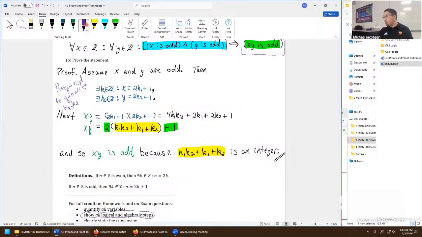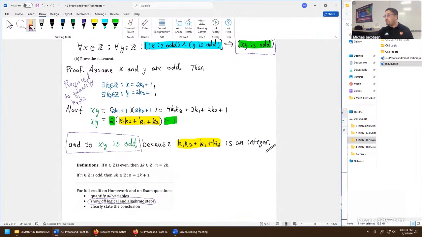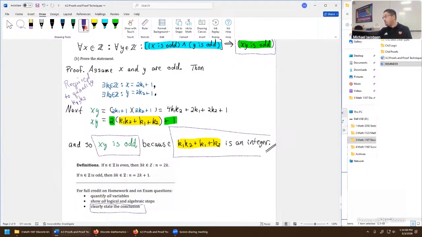Then we had to arrive at this statement because that connects the hypothesis with the conclusion down below. And finally, when it says clearly state the conclusion, that would be both this part right here, stating xy is odd, but also we have to state this part. Those go together in the conclusion.